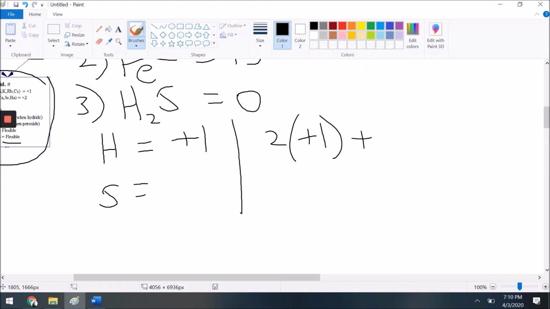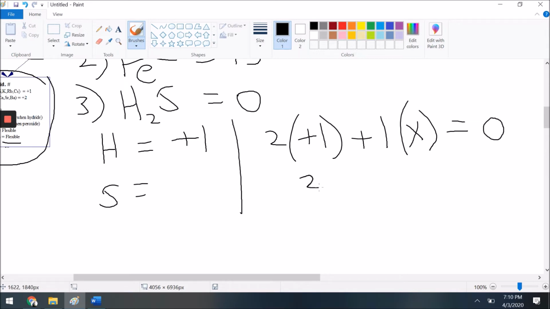Then I'm going to add it to sulfur. How many sulfurs do you have? 1. And the oxidation number for sulfur is going to be X, because that's what I'm trying to determine. Now I'm going to set it equal to 0. Why 0? Because the oxidation number for the compound is going to be 0. Next, I'm going to solve for X.